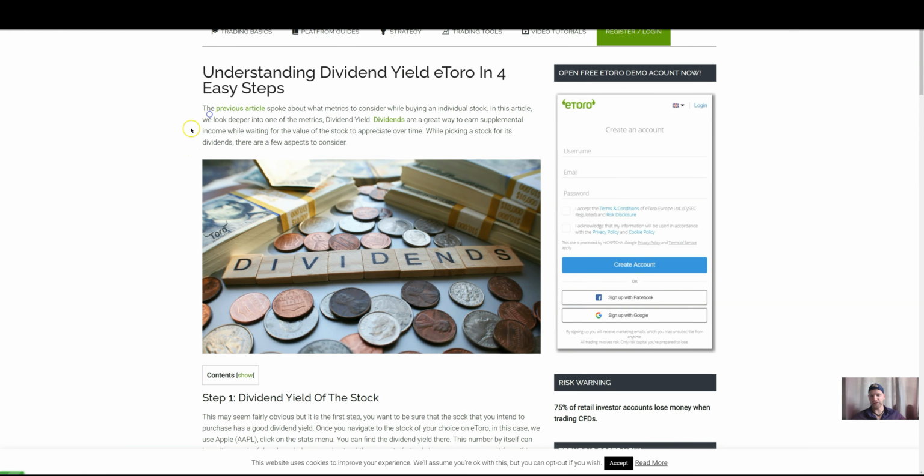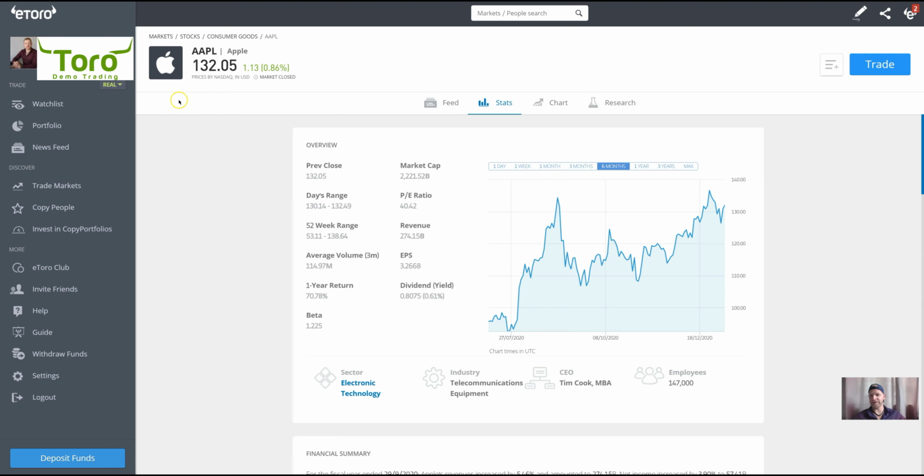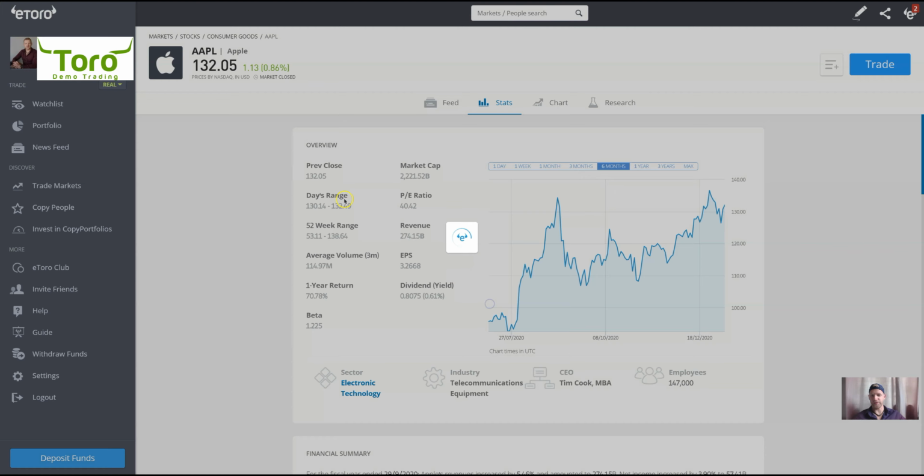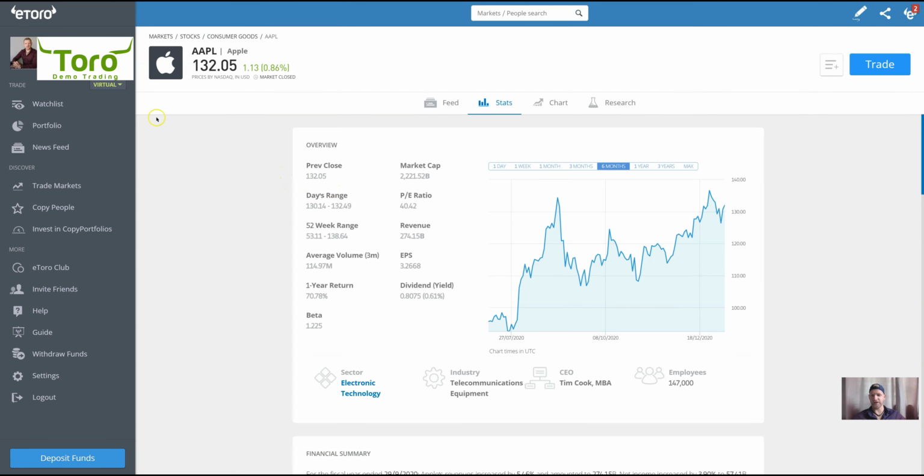So let's go to the eToro platform. All right, so in the eToro platform, we're first going to switch our account to a virtual portfolio because we only trade demo in virtual mode with Toro Demo Trading. We're going to take Apple stock as an example. Very easy. We go to stats, and at the bottom in the stats, there is dividend yield, and Apple does pay a dividend yield.